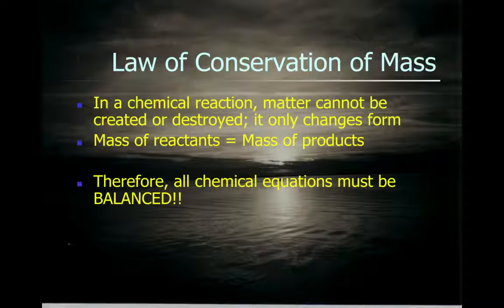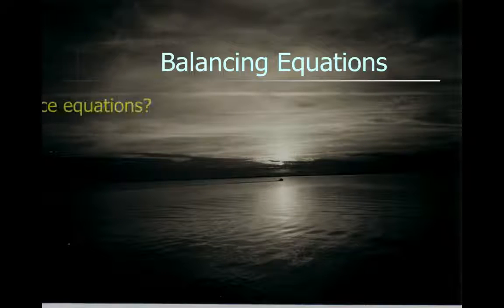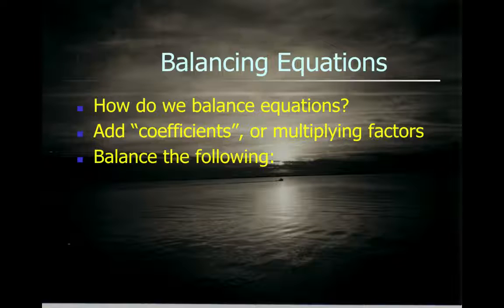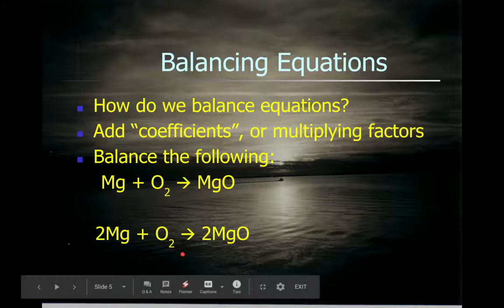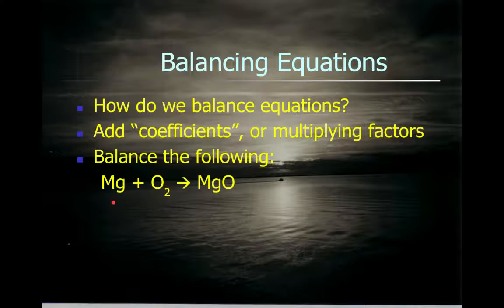So all chemical reactions have to be balanced, meaning we need the same number of things on the left side of the reaction as on the right-hand side. So the number of atoms of each element of reactants and products must be the same. So for balancing an equation, we add what are called coefficients or multiplying factors out in front. If we were trying to balance this equation right here, you may notice that over here we have our reactants, and then over here are our products.